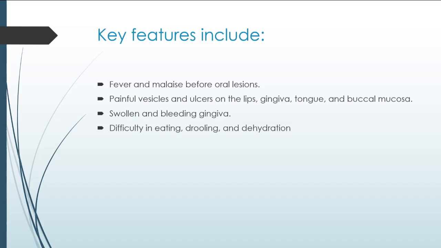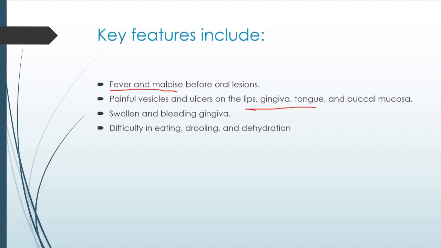So this is a typical case of primary herpetic gingivostomatitis, which is most common in children. Unlike the recurrent herpes labialis, the primary infection is widespread, and it affects both keratinized and non-keratinized mucosa. The key features that we need to notice are fever and malaise before oral lesions. Then there are painful vesicles and ulcers on the lips, gingiva, tongue, and buccal mucosa.